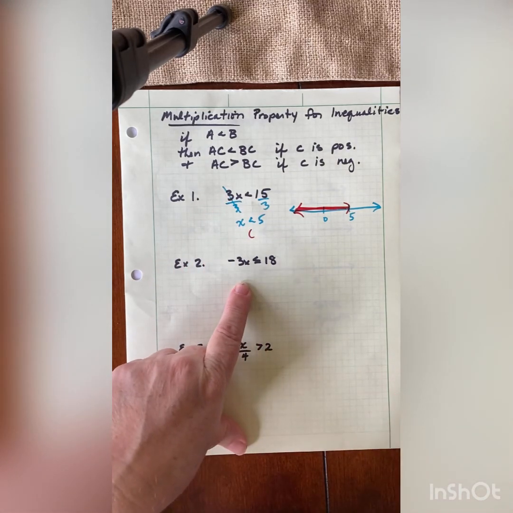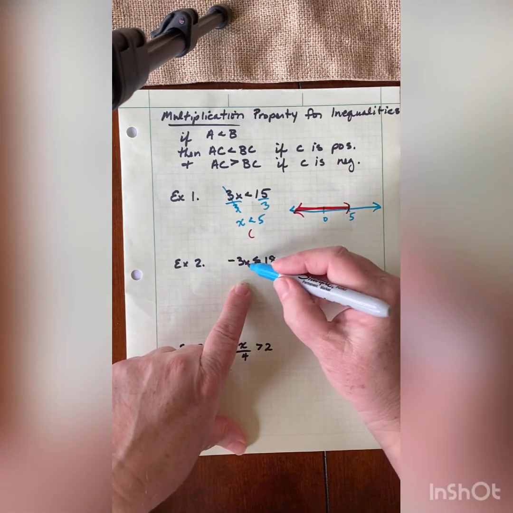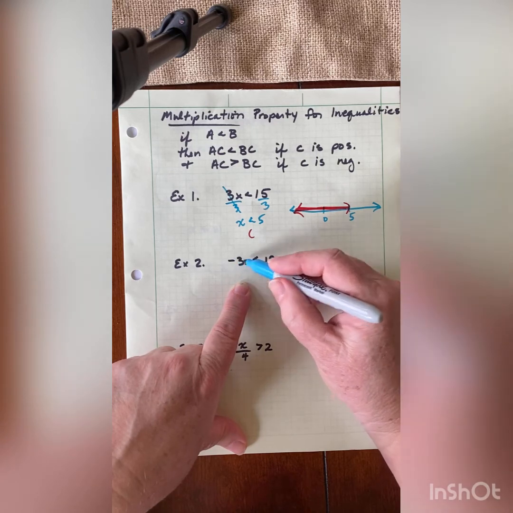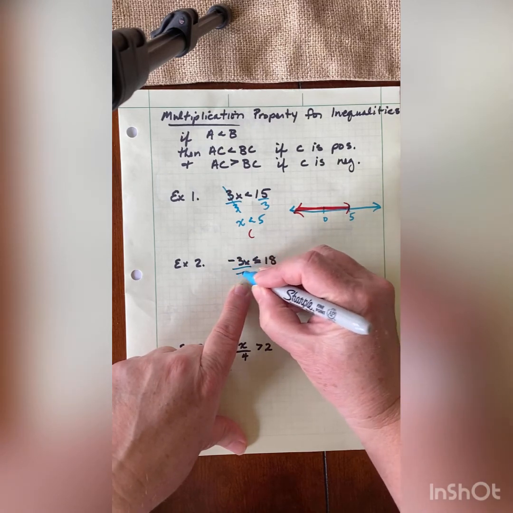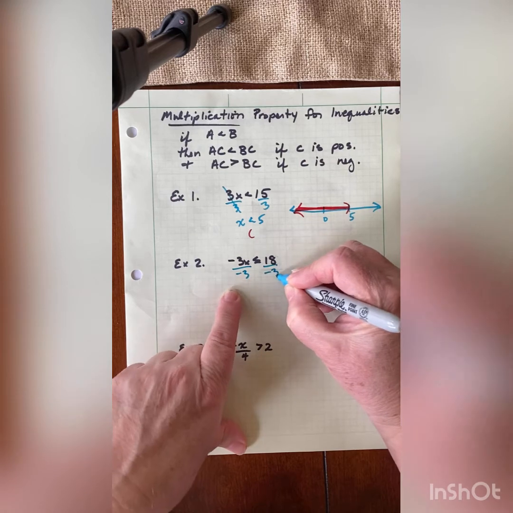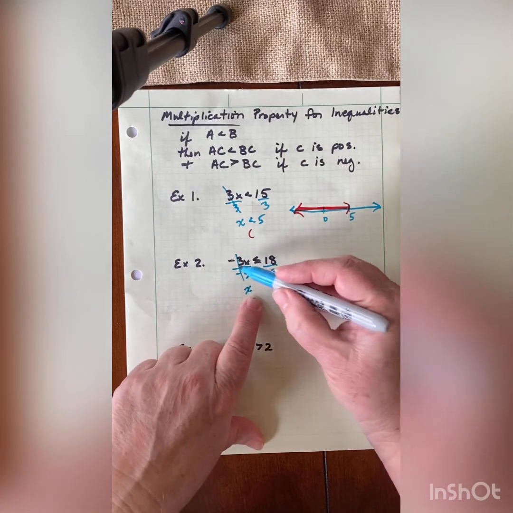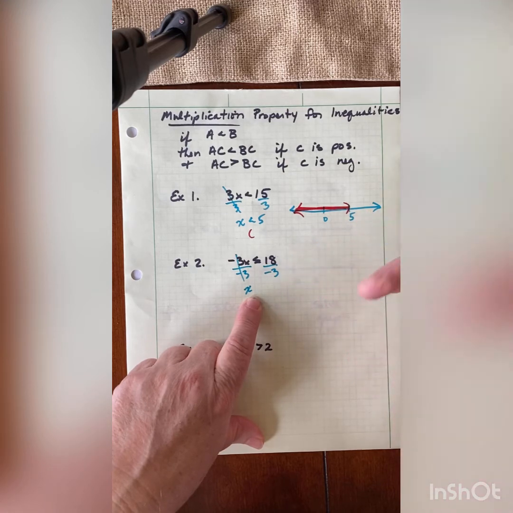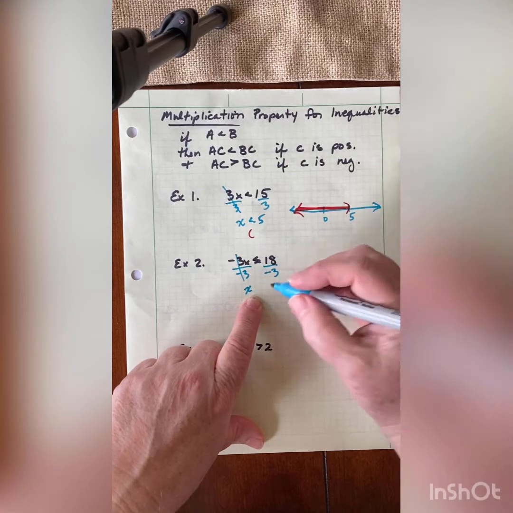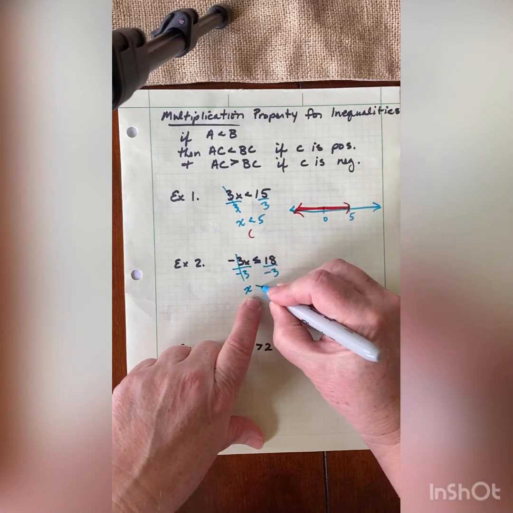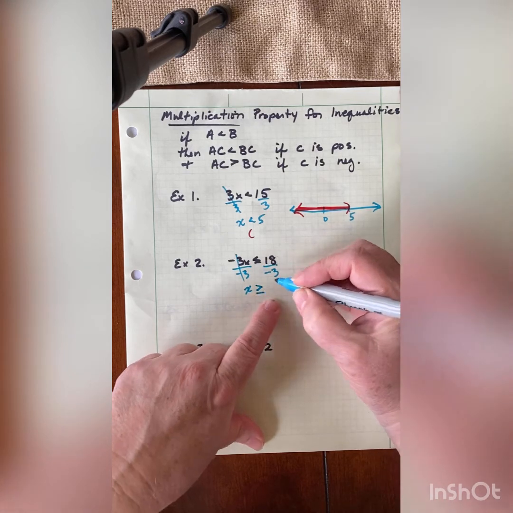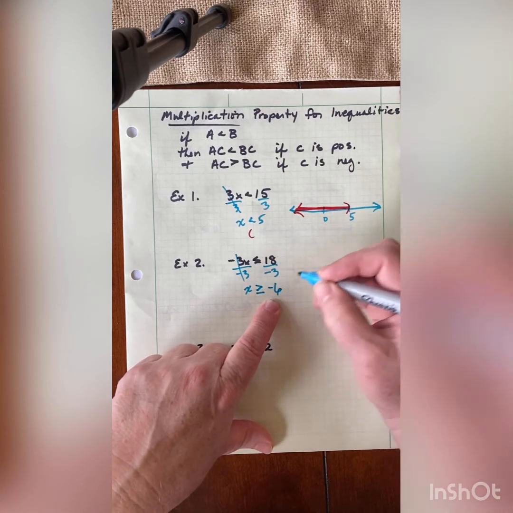All right, let's take a look at the next one here. Again, I want the x by itself. I need to move that -3. So move a -3 here. Those will cancel out, leaving me an x. But I'm dividing with a negative number, and when you divide with a negative number, you need to flip the sign here. So it's going to be greater than or equal to -6.